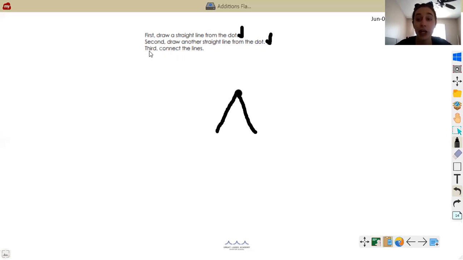Then it says, third, connect the lines. So now all I have to do is take this side and use a line to connect the 2 lines I already drew. I'm going to do a check just so I know that I did all 3 steps and I am all complete.